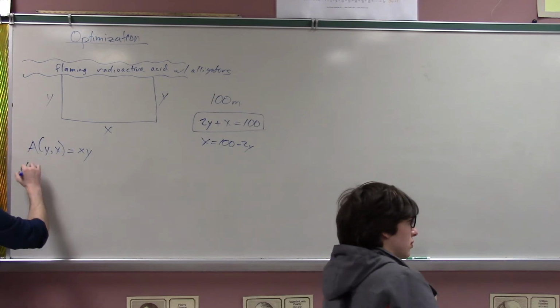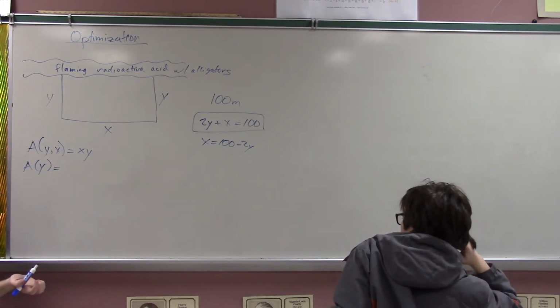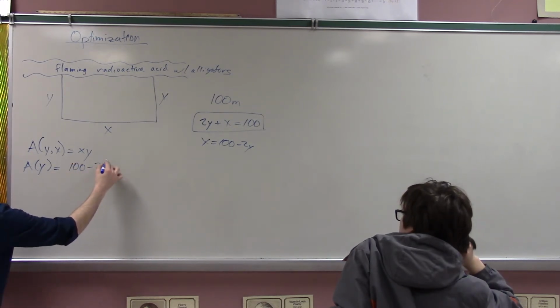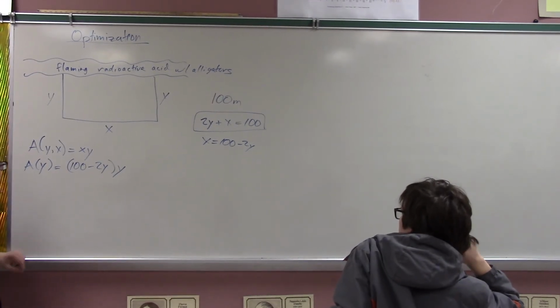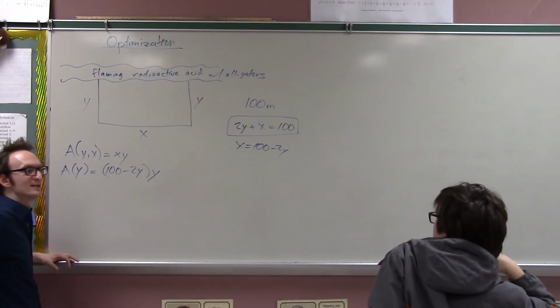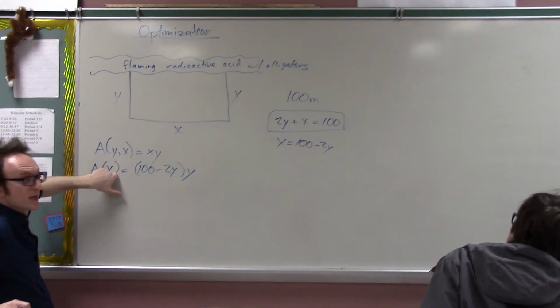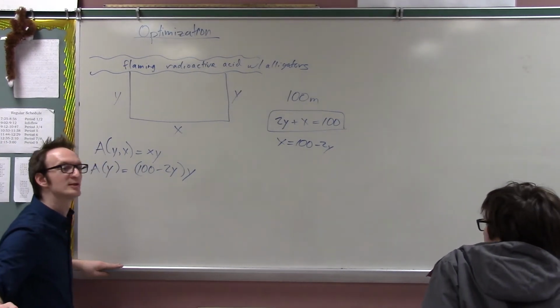So what is the area now expressed as a function of y only? Is everyone cool with this? This is easy stuff pretty much. It is 100 minus 2y times y. And damn, what do you know? That is a parabola. So this is a function which for a given y will tell you what the area is. And then what would we like to do with this function, therefore?